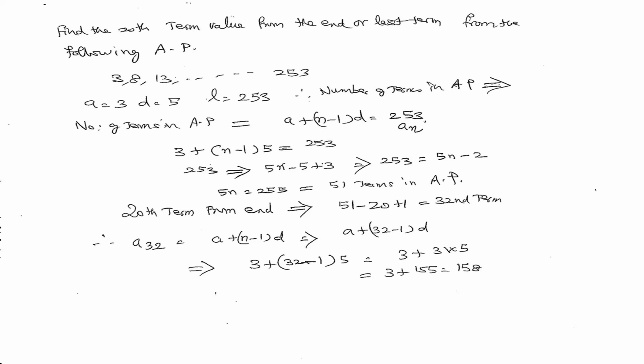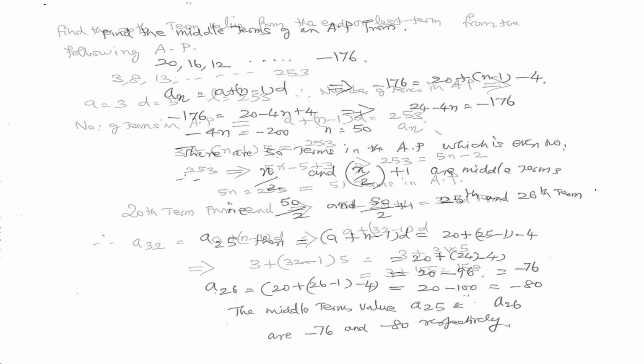Now, the 20th term from the end is given by the number of terms in the AP sequence, 51 - 20 + 1, that is the 32nd term. So the 20th term from the end is the 32nd term from the beginning. The 20th term from the end is calculated by the formula: number of terms in the AP n - term from the end + 1. That is 51 - 20 + 1, which is the 32nd term. Therefore, A32 = A + (n - 1)D. That is A + 31D. That gives us 158.